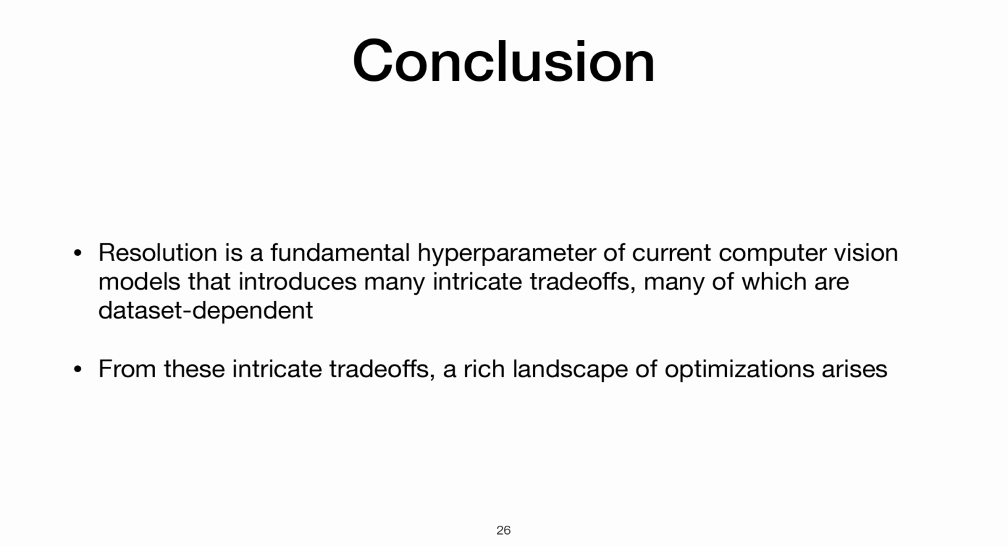So, to conclude, the main goal of this work is to show that as resolution is a fundamental hyperparameter of computer vision models, it introduces many intricate trade-offs, many of which are dataset or application dependent. But at the same time, from these intricate trade-offs, we get a rich landscape of optimization opportunities.